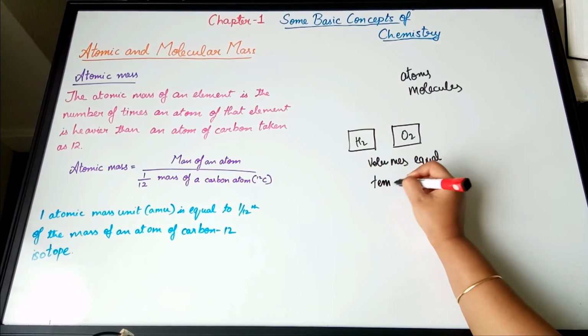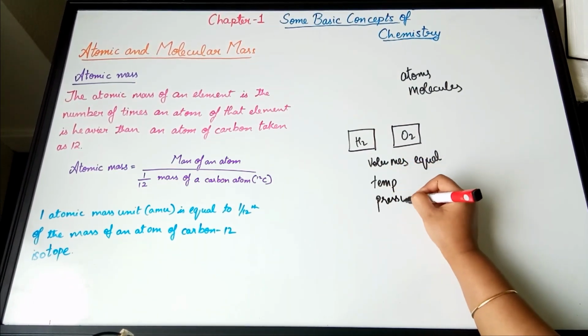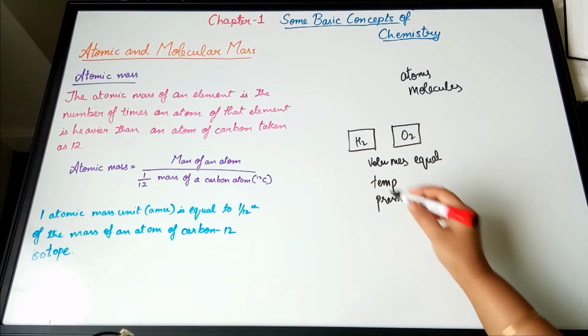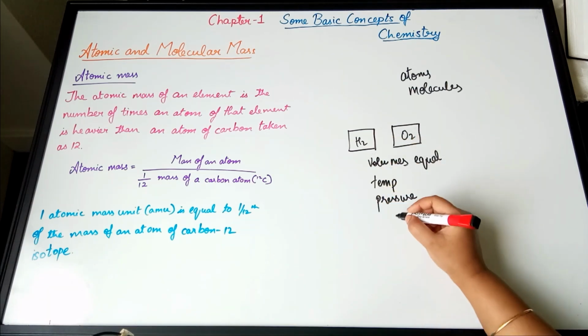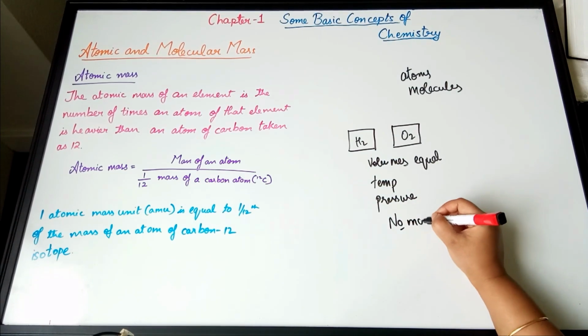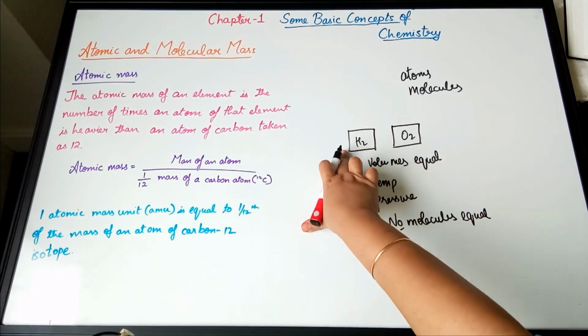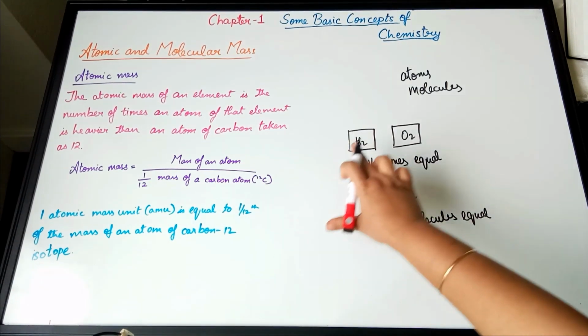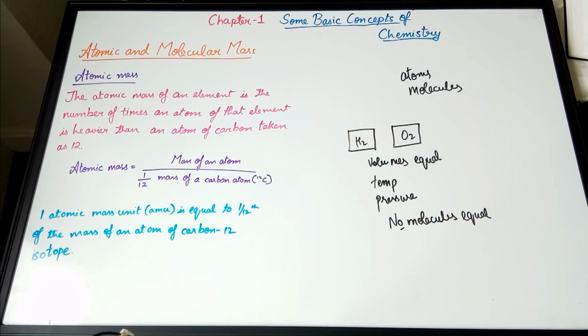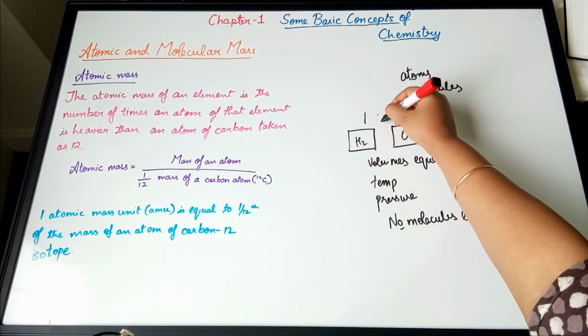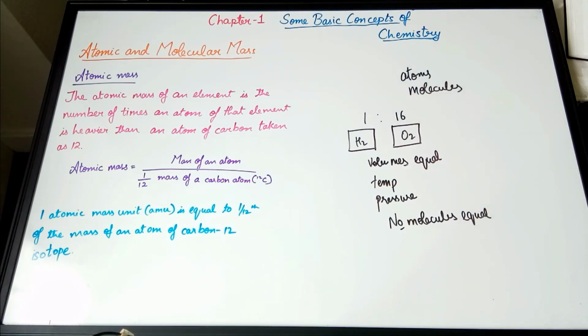So temperature and pressure in both these containers are the same. According to Avogadro, if these three conditions are present, then the number of molecules will be equal. So there are equal numbers of molecules of hydrogen and oxygen. Now, when they weighed this, they found out that the ratio between the weight of hydrogen and oxygen was 1:16, which means oxygen is 16 times heavier than hydrogen.